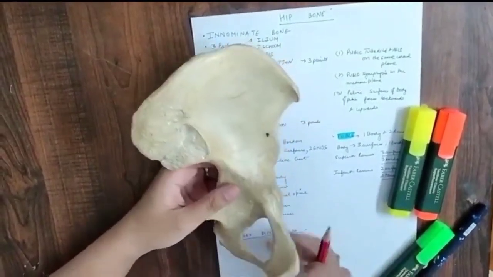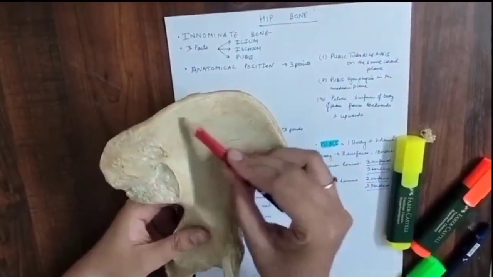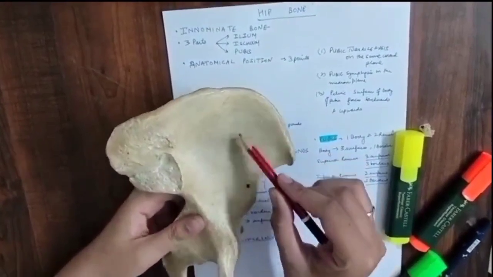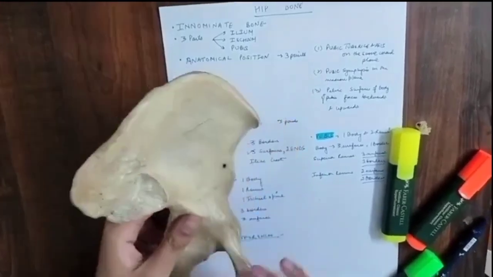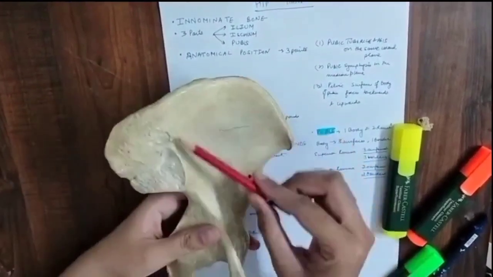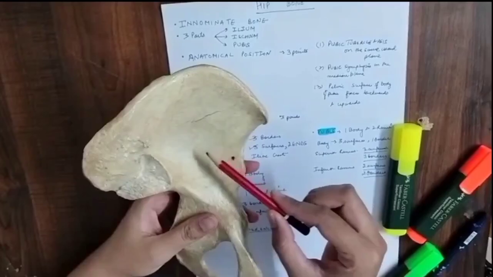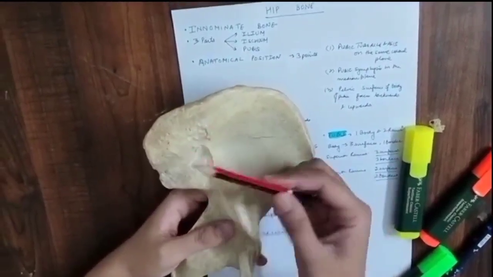Now talking about the surfaces of the ilium. So it has three surfaces. This surface is the iliac fossa. This rough surface is the sacropelvic surface, and behind we have the gluteal surface. So iliac fossa is a shallow depression on the inner side of the hip bone. Sacropelvic surface is an uneven surface.